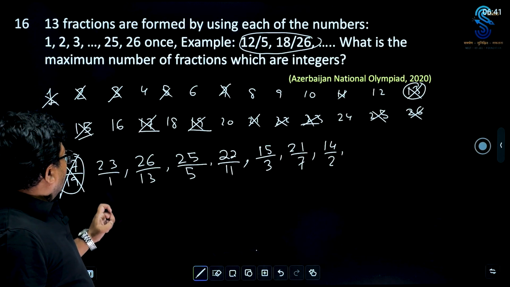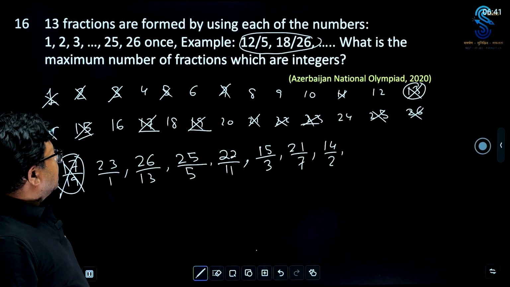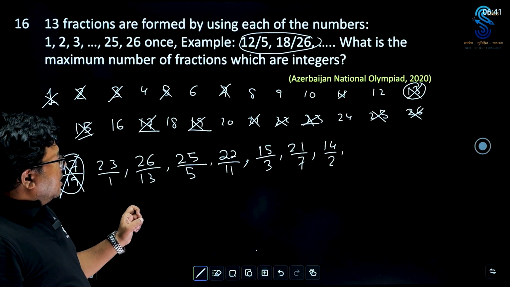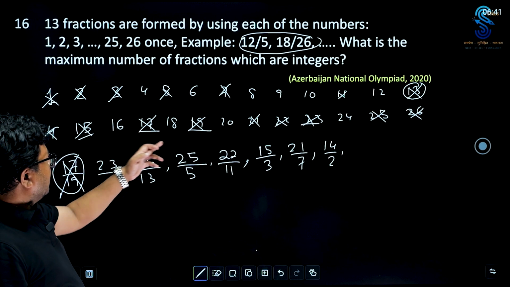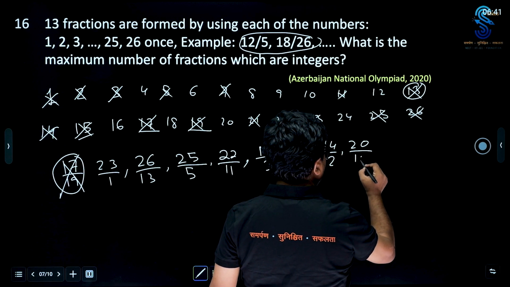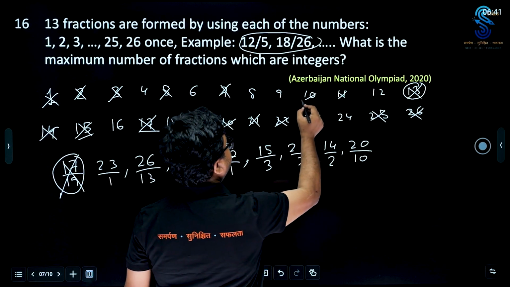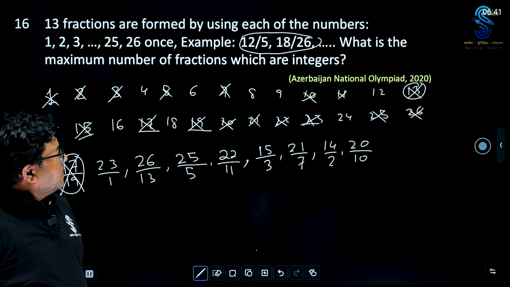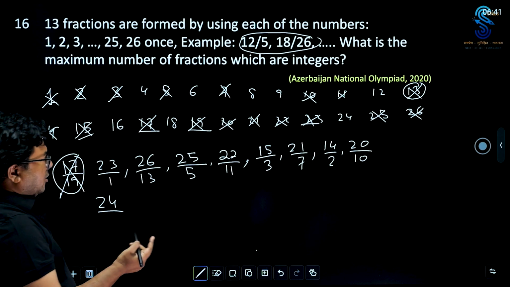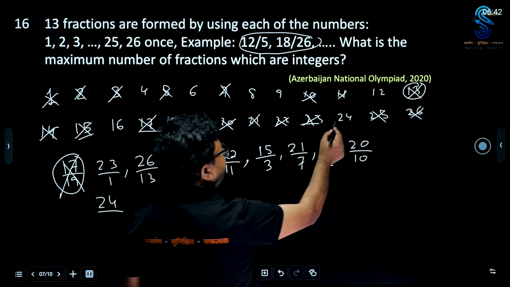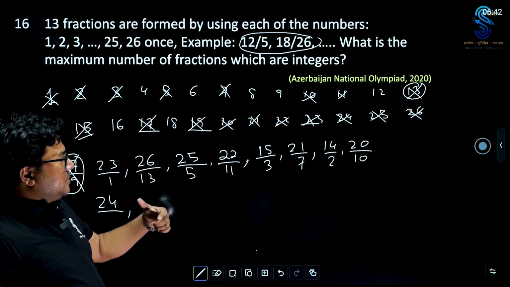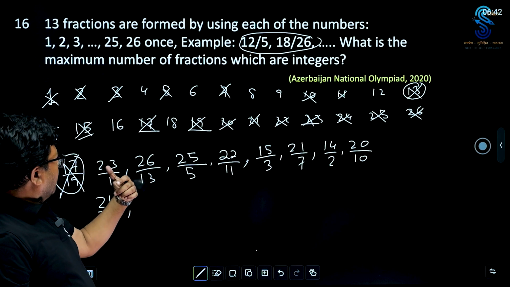Now, of all the left out terms, can we think of something which we can do? 10 is a multiple of 5. 20 is also a multiple of 5. So the only possibility is 20 by 10. Gone. Now, obviously 24 will be in the numerator. Denominator will be something. Let's forget about this for the time being. Denominator will be something because there are many options: 12, 6, 8, 4.